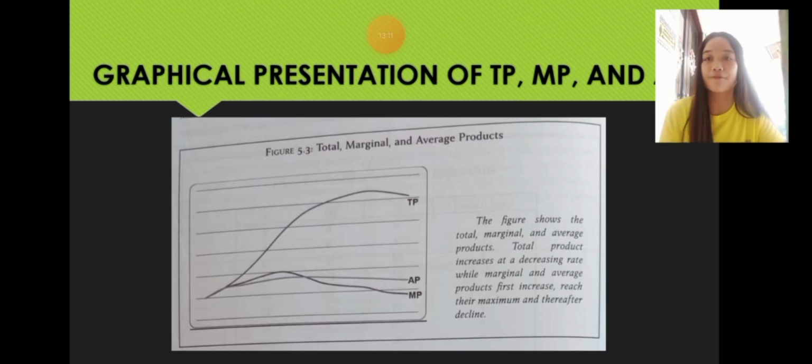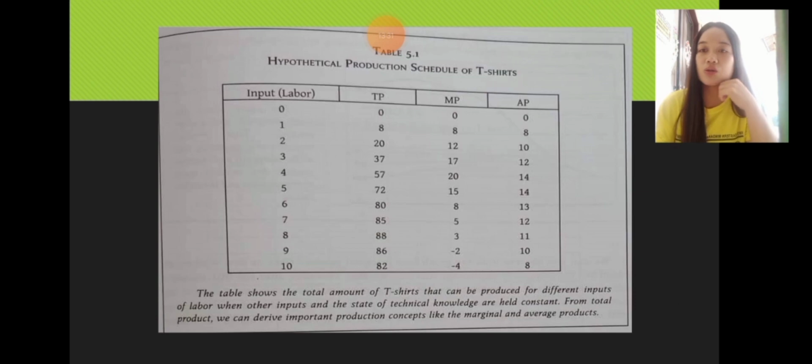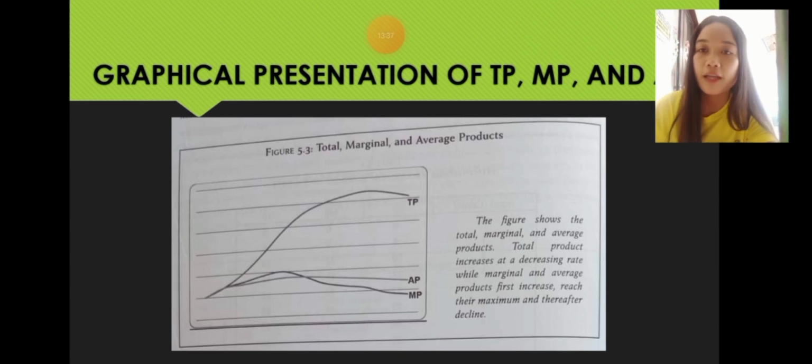Next is graphical presentation of TP, MP, and AP. So, the table shows the total, marginal, and average products. Total product increases at a decreasing rate, while marginal and average product first increase, reach the maximum, and thereafter decline.